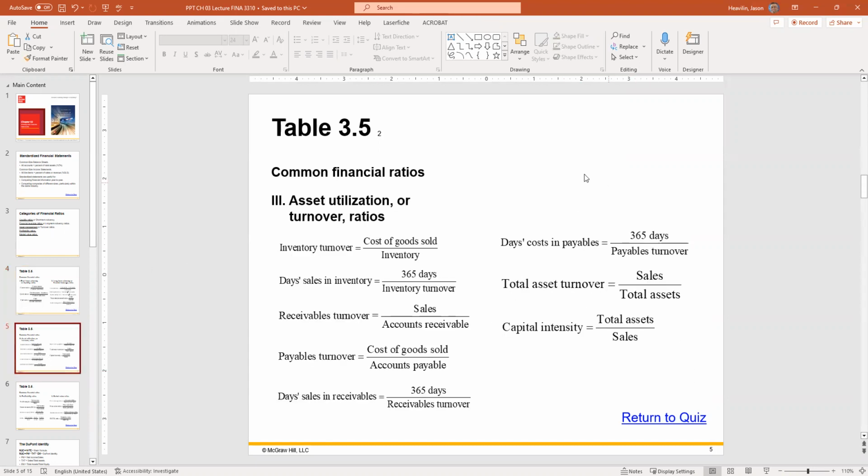Here are a few more ratios and how you calculate them. Please refer to the textbook to understand what each one of them means, and if you want them to be higher or lower. If you have any questions, always contact the instructor as well.